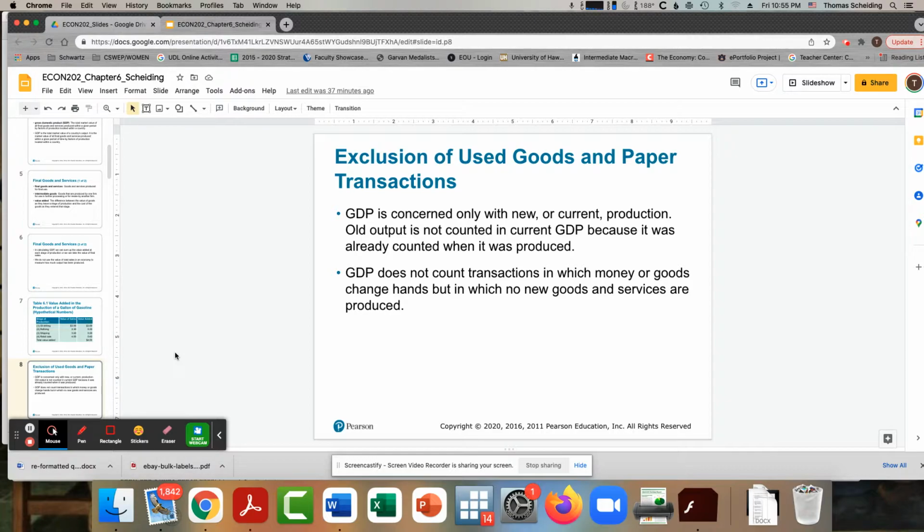GDP is also not going to change when money is given to someone without something in return. What does that second bullet point mean? Well, for example, something like a Social Security check that maybe your grandparents get, or maybe even you get if there's a disabled member in the family. That Social Security check is not part of GDP because there was nothing done. There's nothing exchanged for that money.